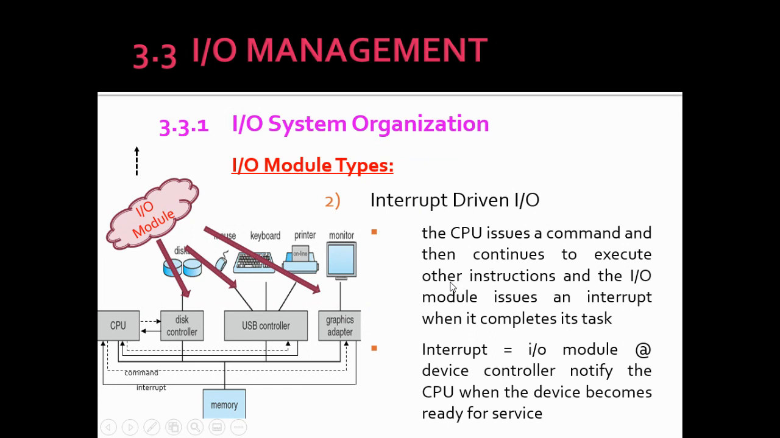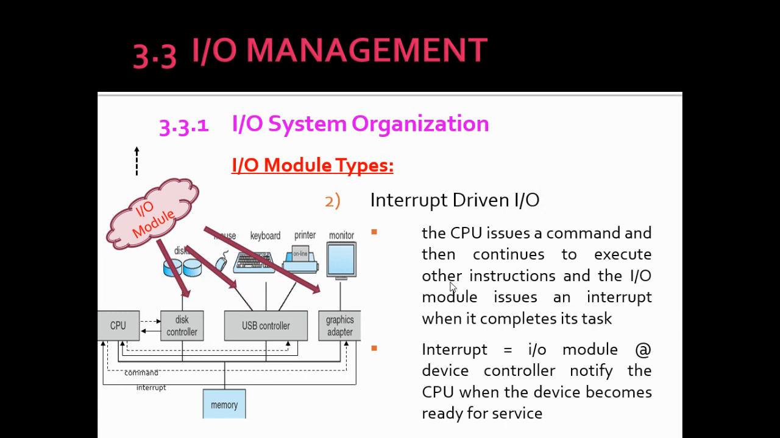Okay. Next, we also have something which is called interrupt driven. Interrupt driven is, for example, let's say the computer or the printer is doing something, but there is an interrupt by the input output. The CPU issues a command and then continues to execute other instructions, and the IO module issues an interrupt when it has completed its task.